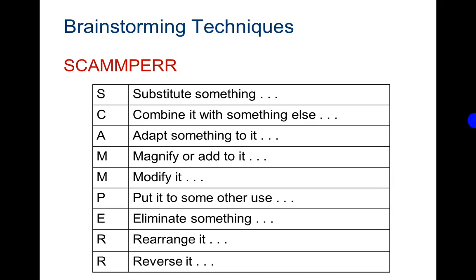One of these is called SCAMPER. Now notice that SCAMPER is spelled wrong. It's 2 M's and 2 R's. But S is substitute something. C, combine it with something else. A, adapt something to it. M, magnify or add to it. Again, M, modify it. P, put it to some other use. E, eliminate something. R, rearrange it. And again, R, reverse it.